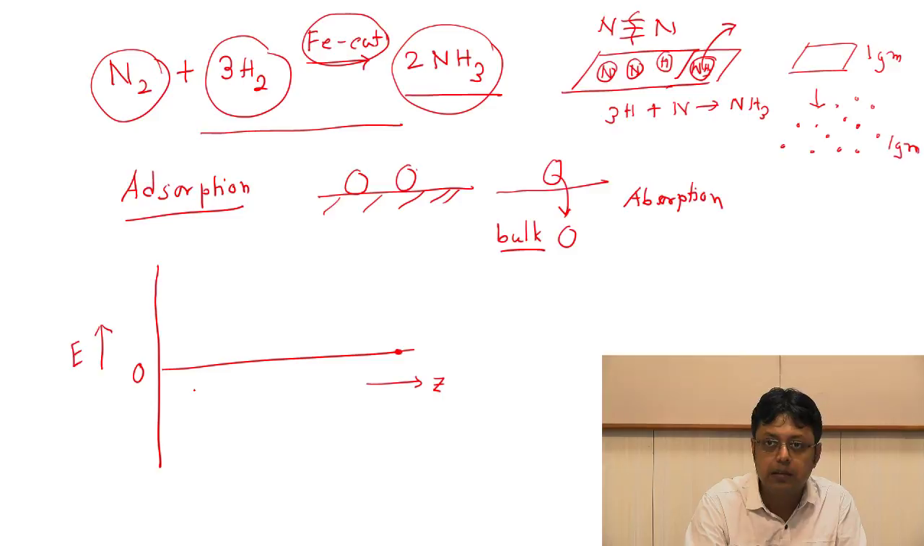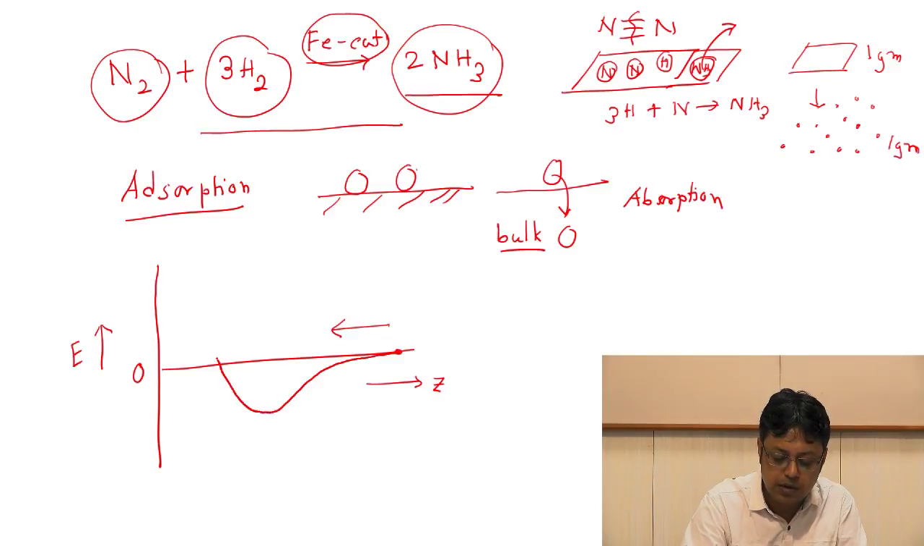Now suppose we are bringing the molecule towards the surface, meaning we are moving in this direction. Then what will happen is that as it is brought closer, there will be an attractive interaction, and that's why the molecule will get attached to the surface. And this will be the nature of the potential. So you see that at some specific distance from the surface, the potential energy is minimum.